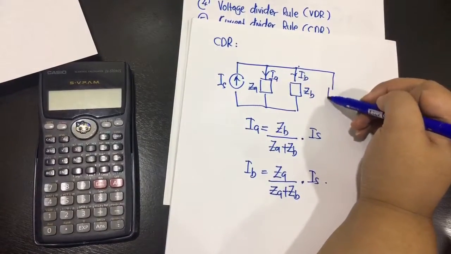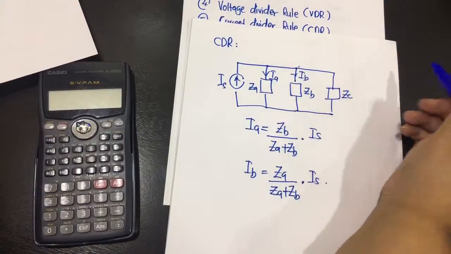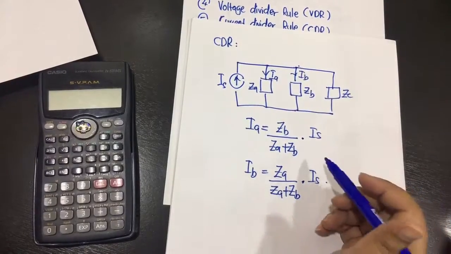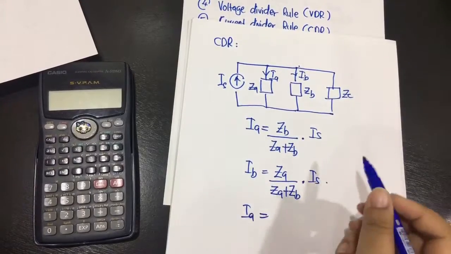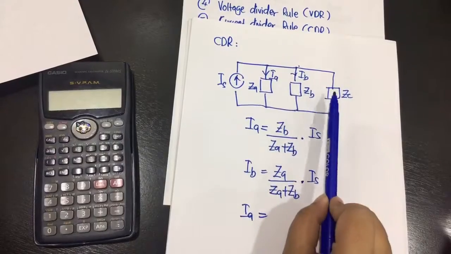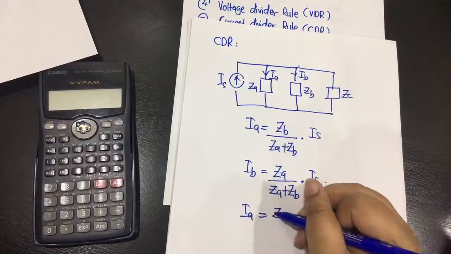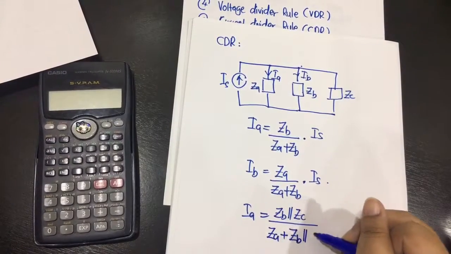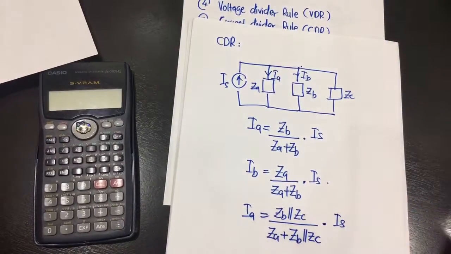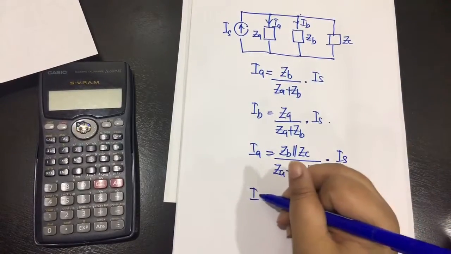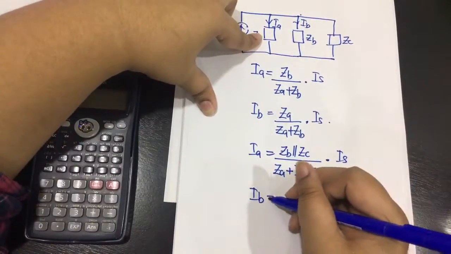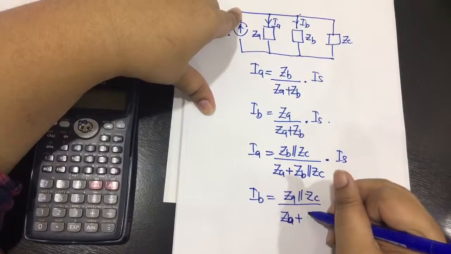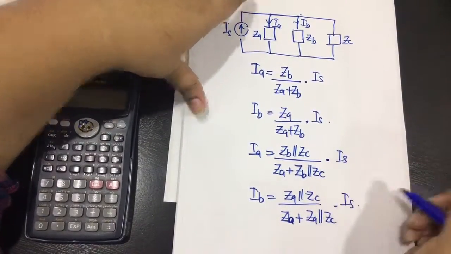So let's say you have another impedance connected, which means that you have 3 parallel impedances. If you want to calculate IA, you need to parallel these two impedances. So ZB parallel with ZC over ZA plus ZB parallel with ZC, multiply with IS. And also if you want to calculate IB, you have to parallel these two impedances. So ZA parallel with ZC divided by ZB plus ZA parallel with ZC, multiply with IS.